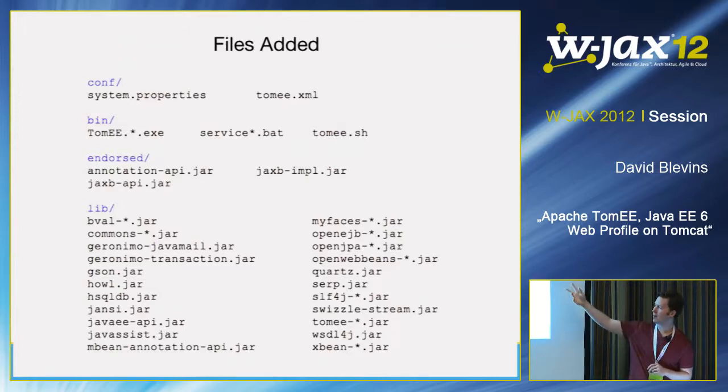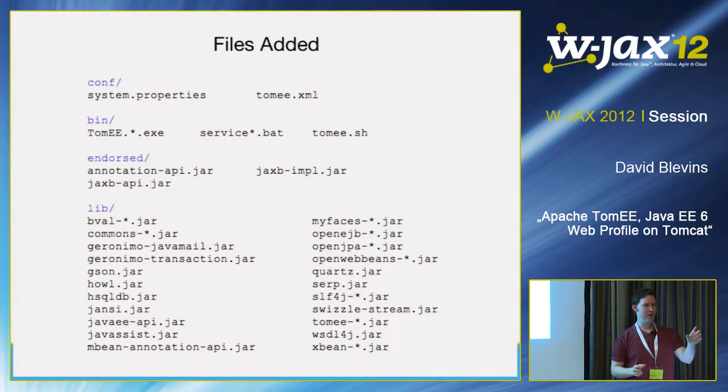And then we've added some annotations to the endorsed directory. There were some changes between JAX-WS, or excuse me, JAX-B, the XML marshalling API, got added to the JVM in Java 6. But then in Java EE 6, they used a different version of JAX-B. So you have to basically cover up what's in the JVM if you want to use web services.